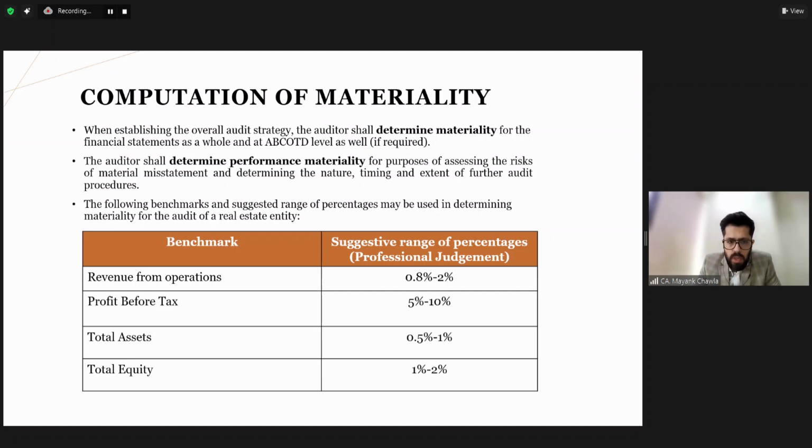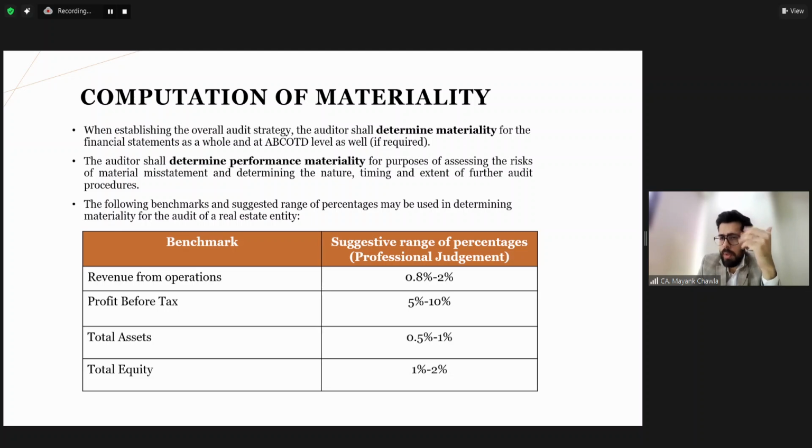Then we have certain benchmarks which may be used while computing the materiality, and the suggested ranges of percentages which may be applied to the benchmark. So revenue is one of the criteria, but it depends on what kind of entity we are auditing. If we are auditing an entity which has recently started development of a project, we may not have revenue in the profit and loss, and we may have to move to certain other parameters.